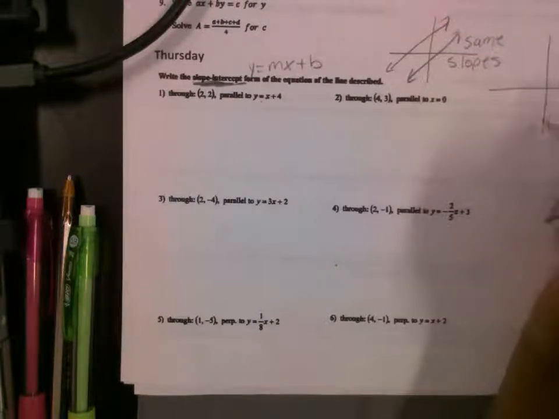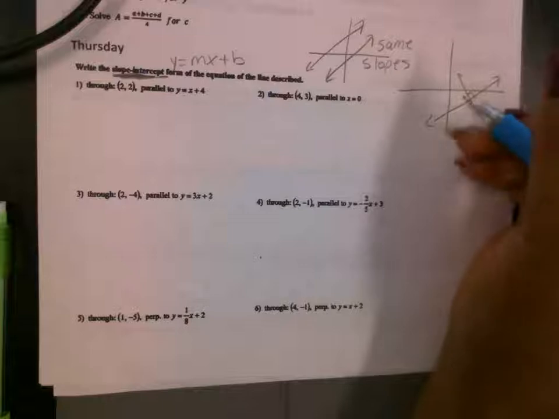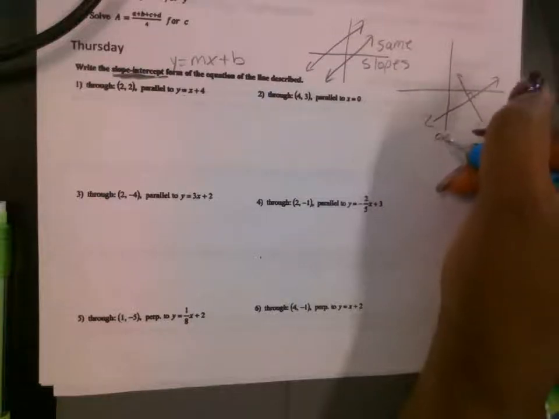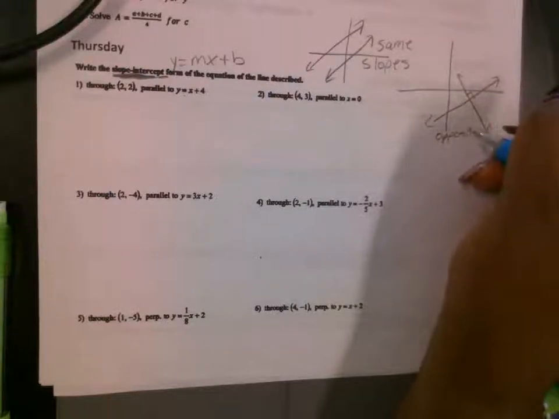If it's perpendicular lines, I'm going to draw one line going this way and one line going this way. They form 4 right angles. They have opposite reciprocal slopes.